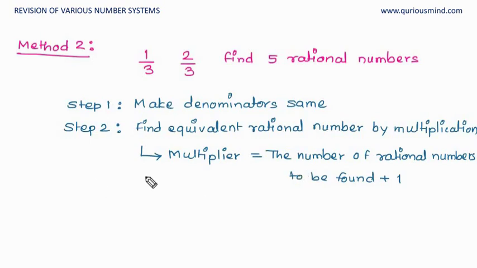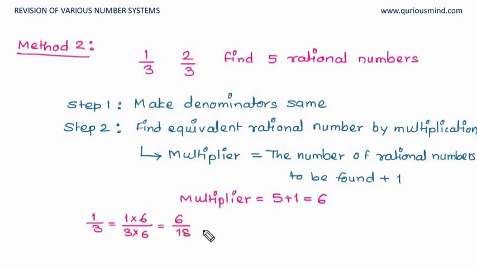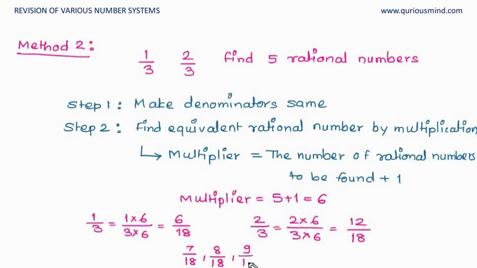So in this case, step 1 is done. In step 2, the multiplier is going to be 6, 5 plus 1, because we want to find 5 rational numbers. And so 1 upon 3 will become 1 into 6 upon 3 into 6, that is 6 upon 18. And 2 upon 3 will become 2 into 6 upon 3 into 6, which is 12 upon 18. And the rational numbers in between them are 7, 8, 9, 10, 11 upon 18. We got 5 rational numbers. This is method 2, in which we directly find the amount of rational numbers that we want to find.